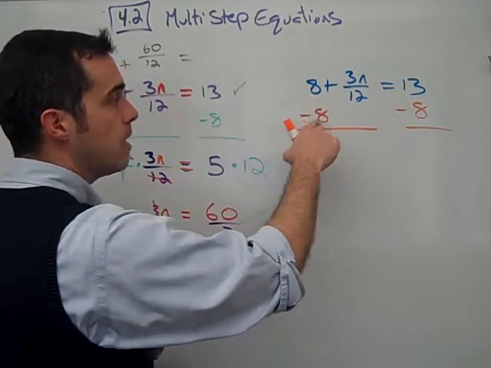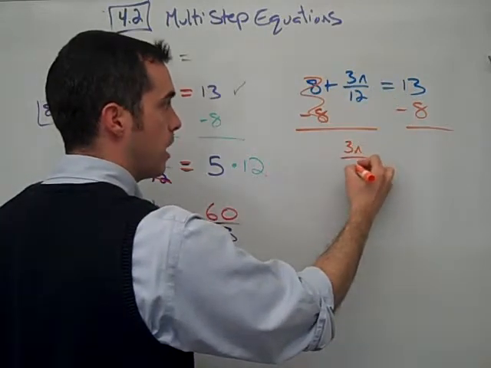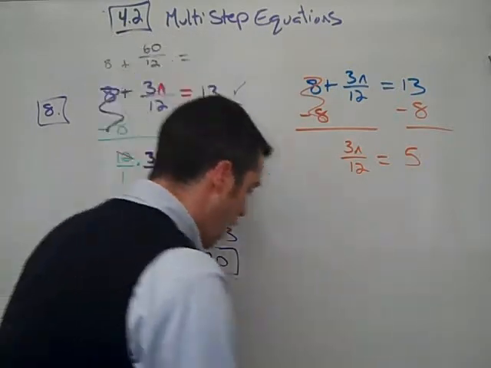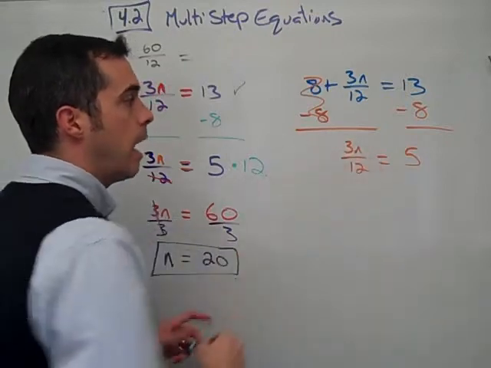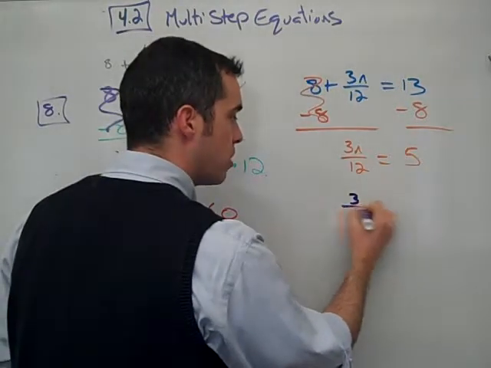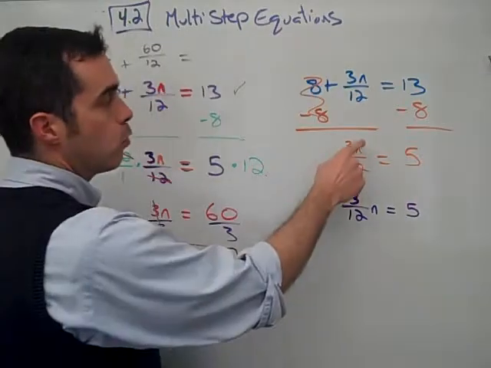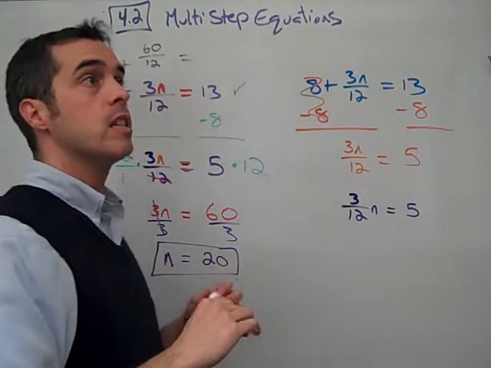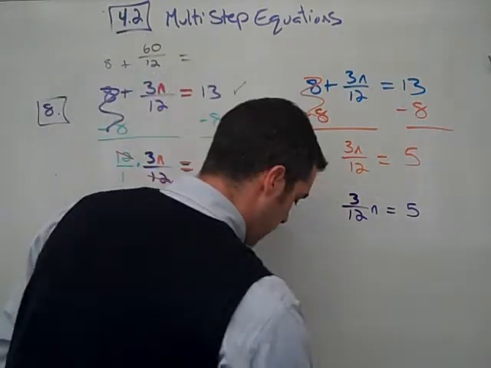So again, 8 minus 8 is 0. 0 plus this just leaves us with the 3n over 12 equals 5. That didn't change. However, I am now going to change this. I am not going to do step-by-step procedures. I am going to rewrite this as 3/12 n equals 5. Writing a variable in the numerator and writing it next to the fraction is algebraically equivalent. It's the same amount either way.